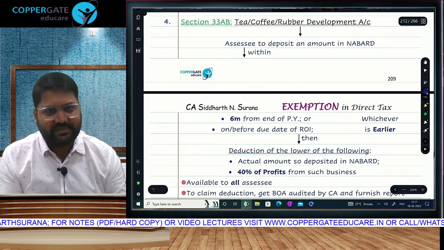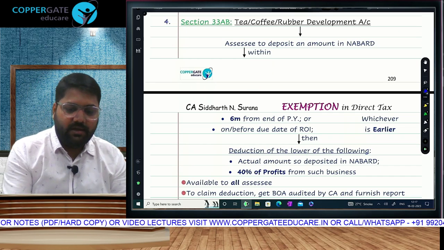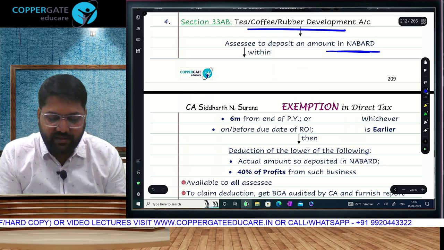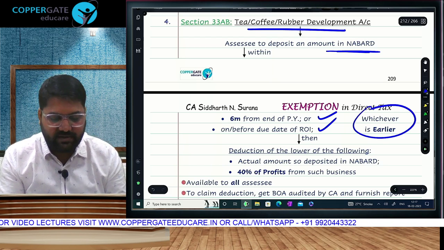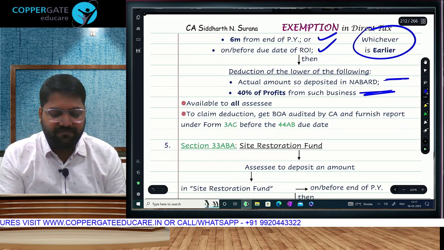And now these examples, these sections are removed from inter CA syllabus, but for final maybe they are not very important. Tea, coffee and rubber business. Amount deposited in a special account with NABARD within 6 months from the end of the year or before the due date of return filing, whichever is earlier, then actual amount deposited or 40% of profits, whichever is lower, will be allowed as a deduction.